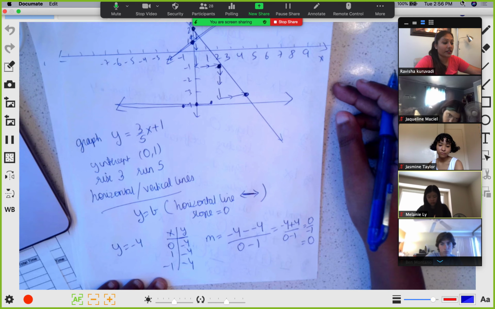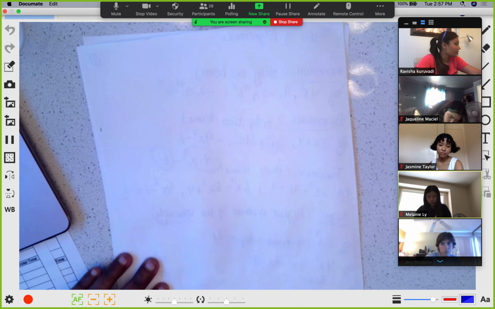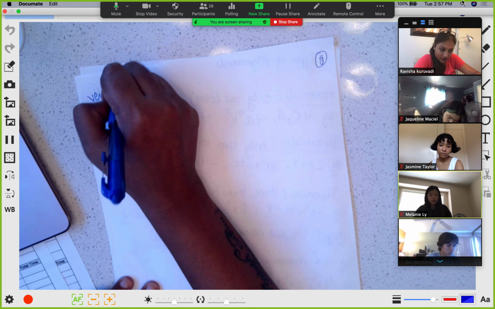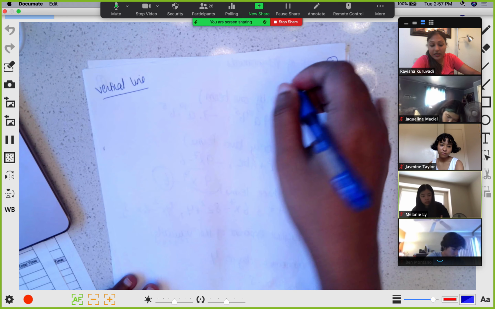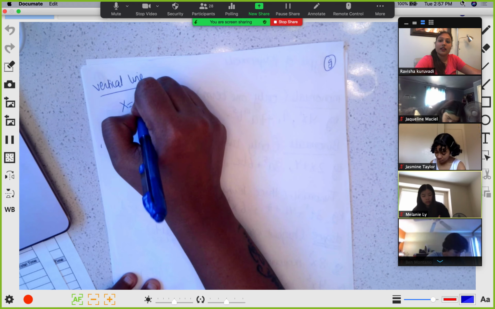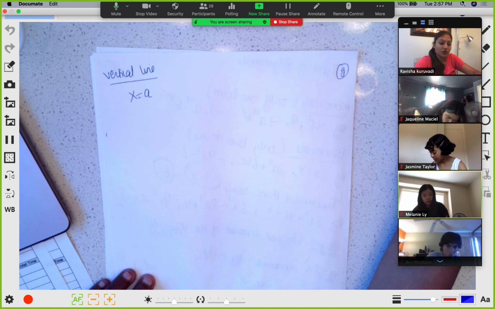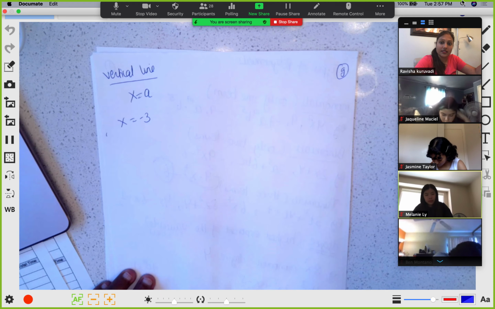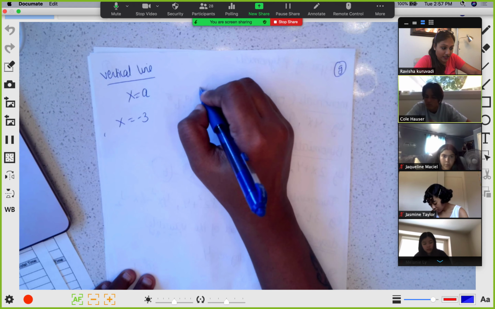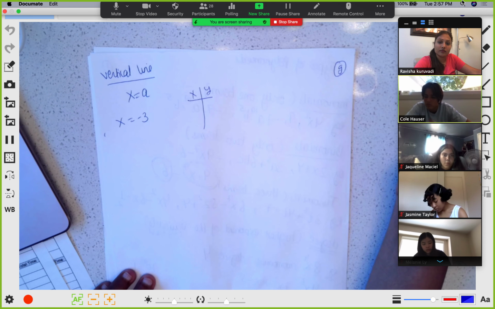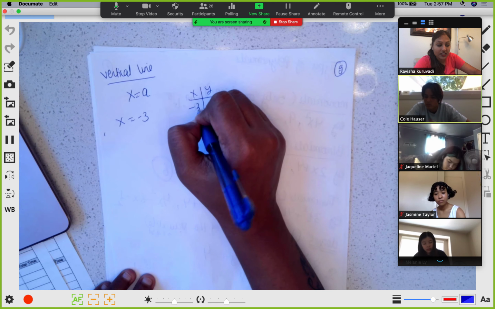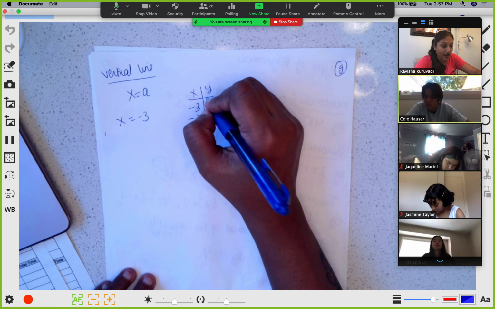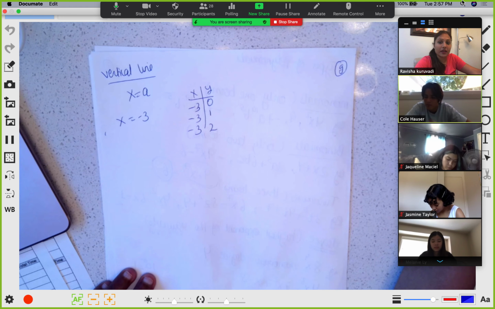Next thing we are going to talk about is the vertical line. In this you will be given x equal to a. Suppose I take an example as x is equal to negative 3. You have x and y. In this again, no matter what, my x remains negative 3. No matter what y I take, I take y as 0, 1, or 2, my x still remains negative 3.